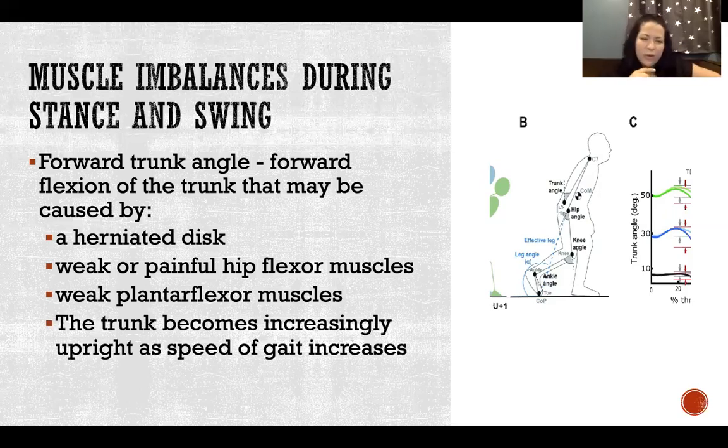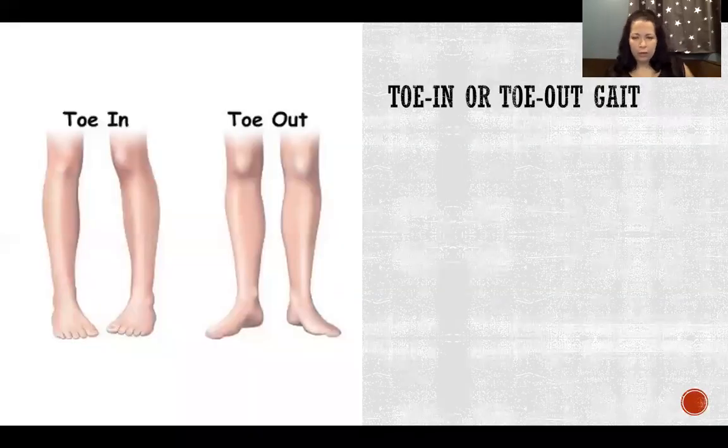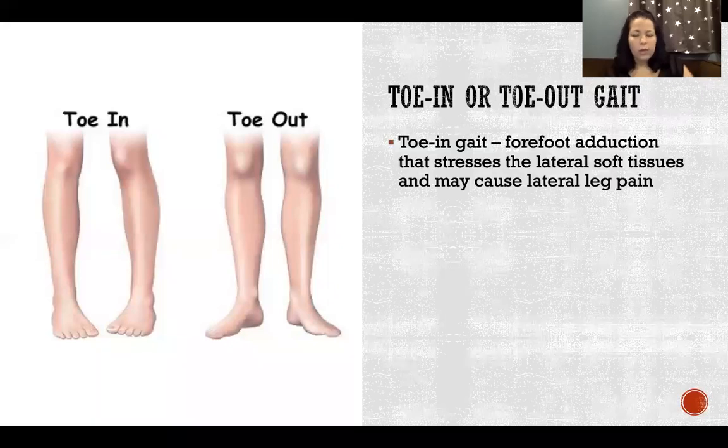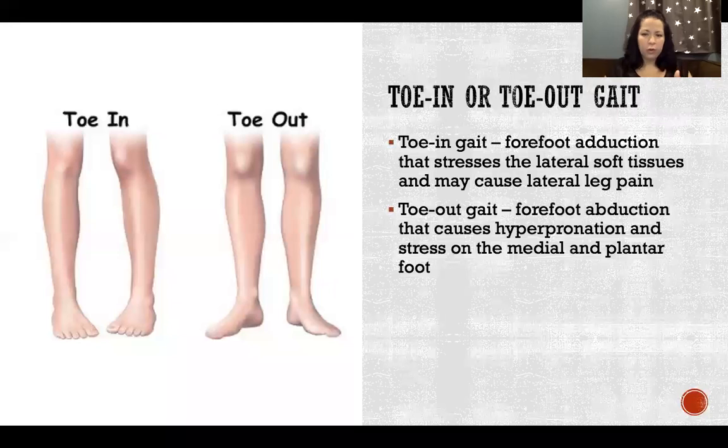The trunk becomes increasingly upright as speed of gait increases. So someone who does have a forward trunk angle, who is not more upright like most of us usually are, that angle will be more extreme at slower paces, and they'll become more upright as that speed increases. Okay, a toe-in or a toe-out gait. A toe-in gait is just referring to the toes pointed in towards one another, and toe out, the toes are pointed out away from one another, like we see in the picture here.